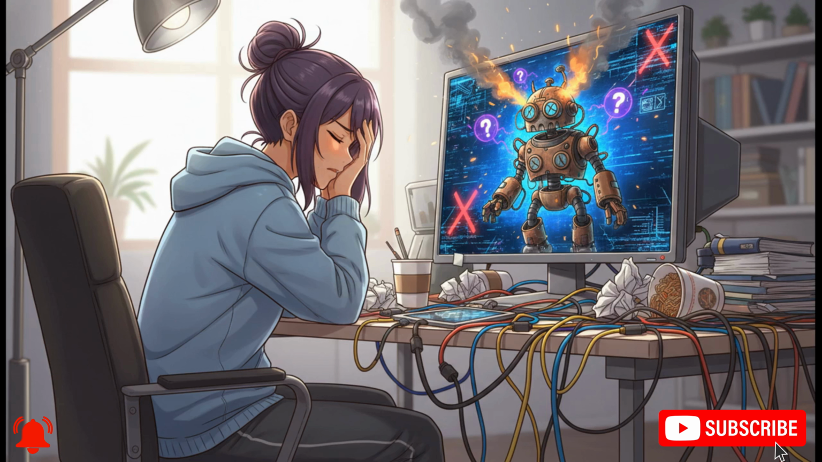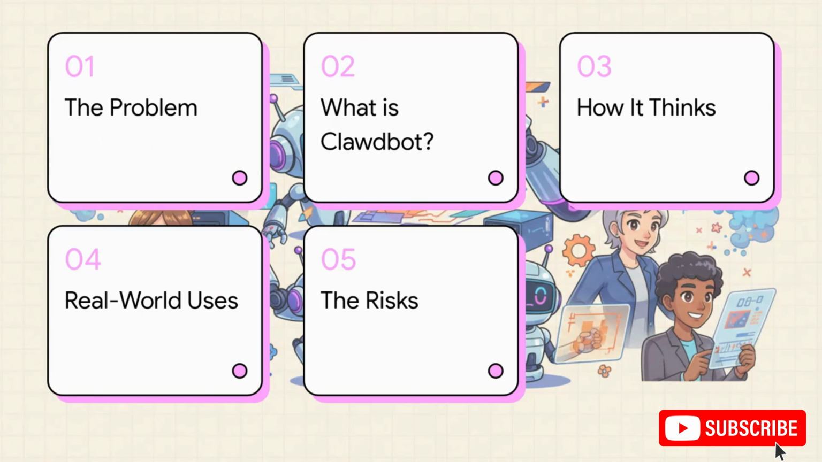And that's exactly where a tool like Clawdbot comes into the picture. It's built to solve that specific problem. So in this explainer, we're going to break it all down. We're going to get a clear understanding of what Clawdbot actually is, why it even exists, and how it's being used in real systems right now.